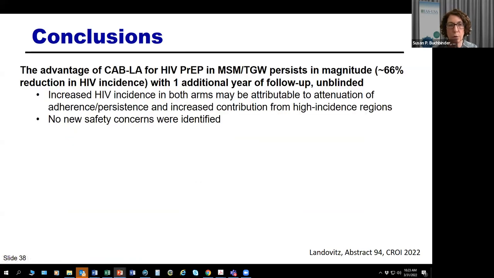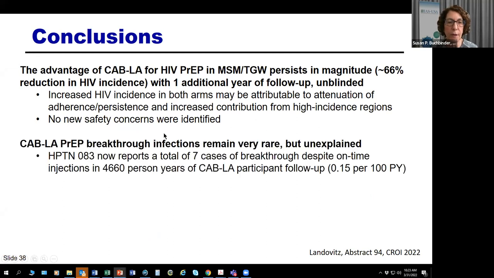So here were the conclusions from the study. The advantage of long-acting cabotegravir for HIV PrEP in men who have sex with men and transgender women persists in magnitude, being about 66% reduction in HIV incidence, with an additional 1 year follow-up that was unblinded. They reported that the increased incidence in both arms may be attributable to either this reduction in adherence and persistence or an increased contribution from high incidence regions, and no new safety concerns were identified.